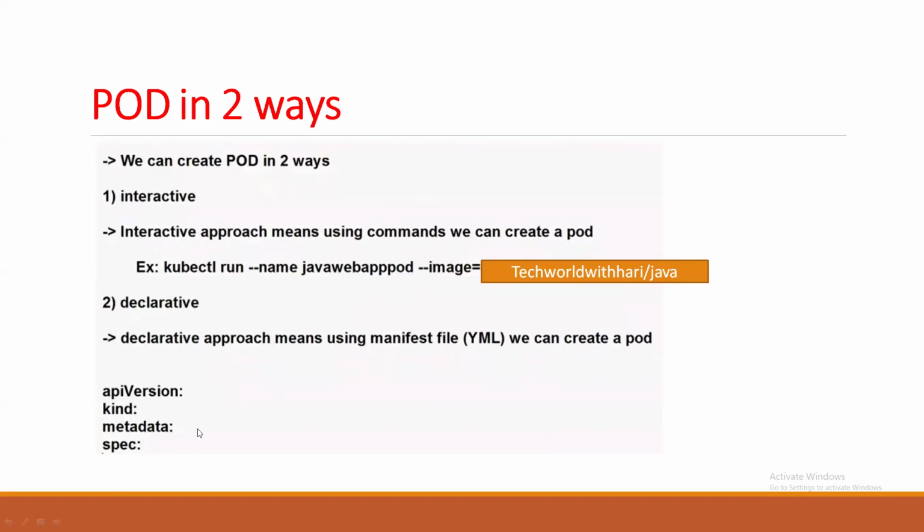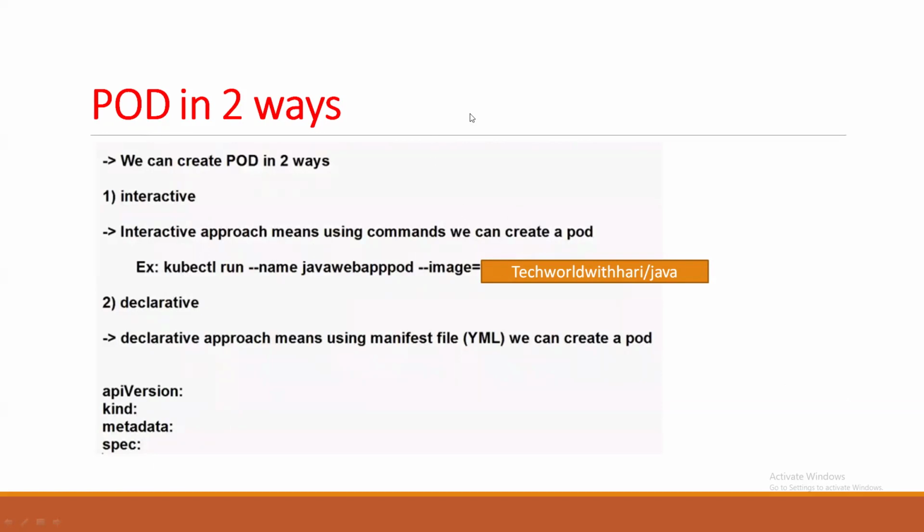In the manifest file you need apiVersion, kind, metadata and spec. Kind is pod, so we need to specify what we want to create. In the spec, you need to provide the containers. Understood? Interactive approach means using the commands.